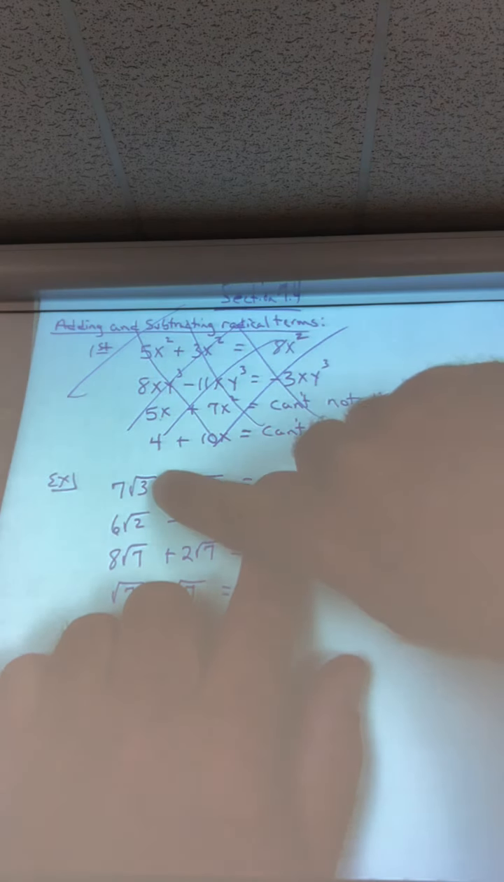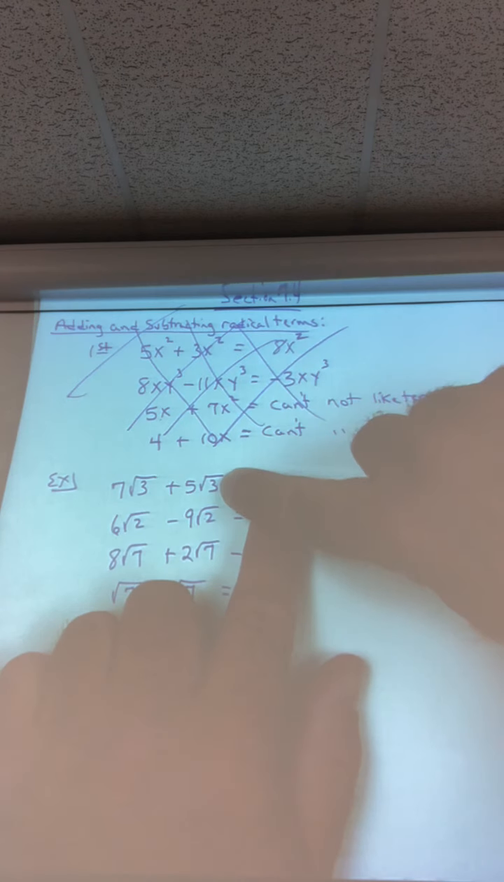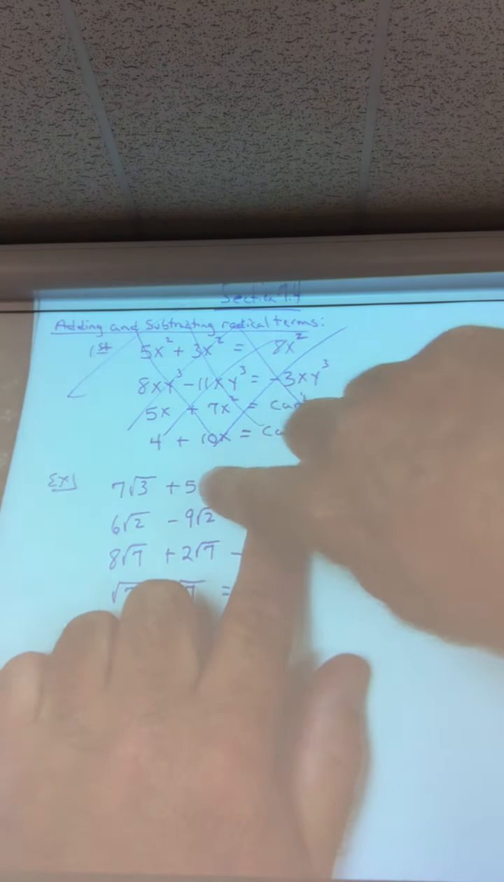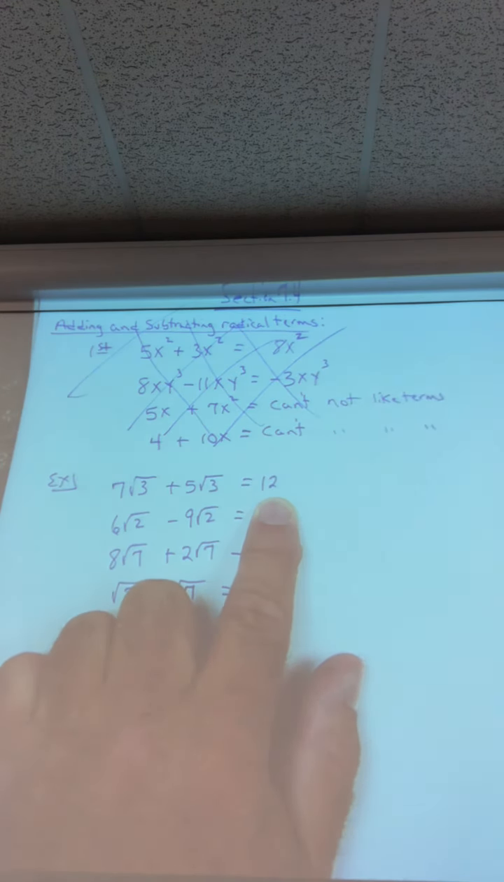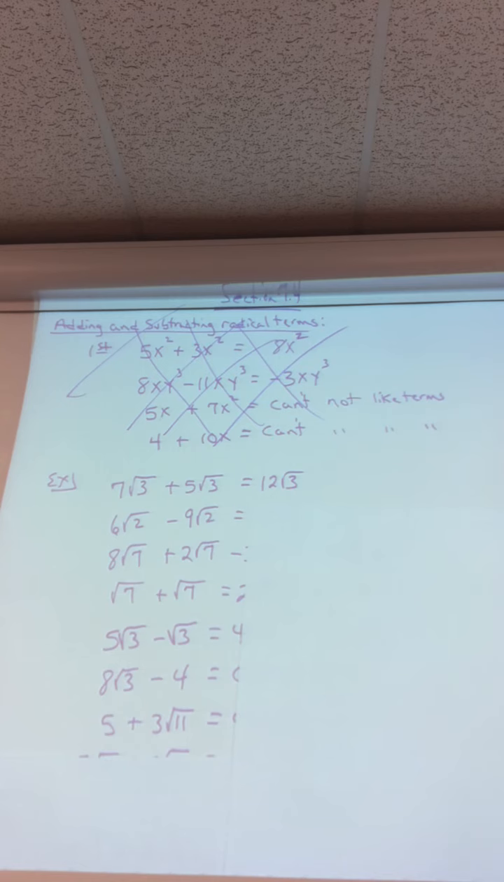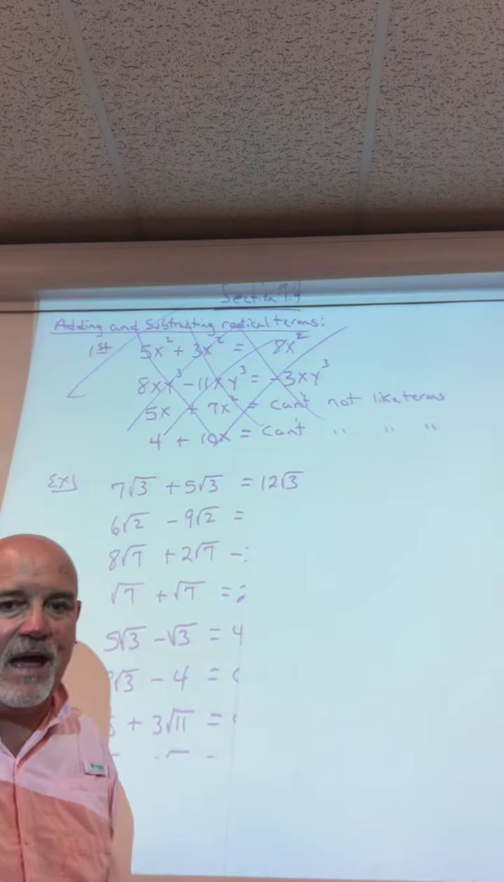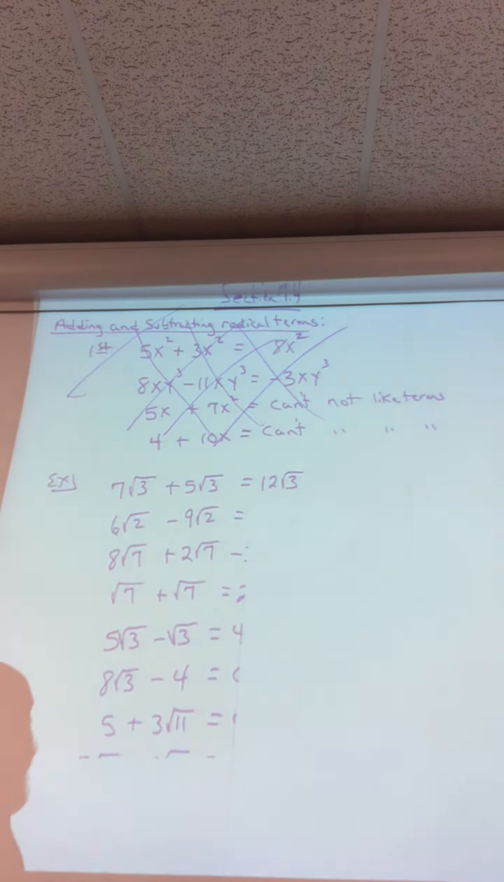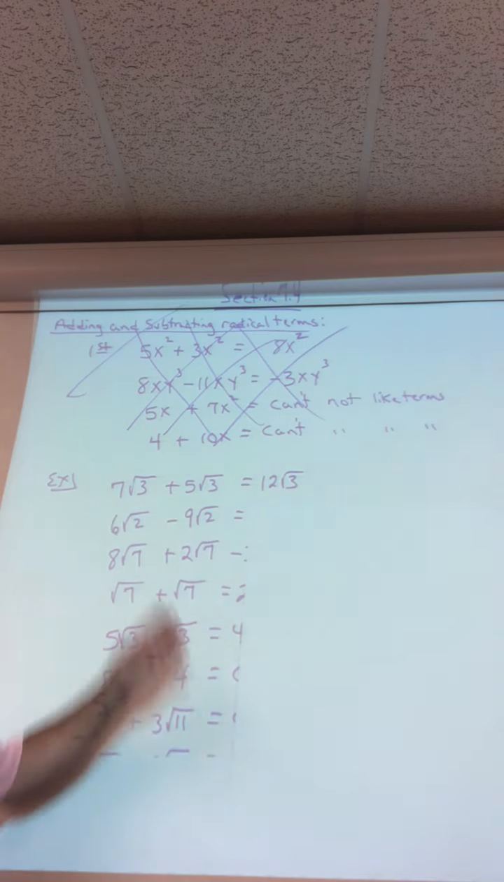So when you add square root of 3's to square root of 3's, I have 7 square root of 3's plus 5 more square root of 3's, so I have a total of 12 square root of 3's. Not 12 square root of 6's. You do not add what's under the radicals. You add their coefficients, but this stays the same. That's why they have to be the same to begin with.